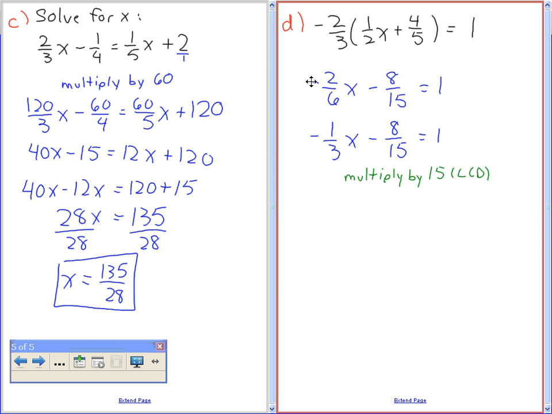Can I get another brave soul other than Chris? Yes. I don't know if this is possible, but what if you did -2 times 1/2x plus 4/5 in brackets, and then all over 3 equals 1? No, it should be equals 3. No, you can't do that. Oh, okay. Okay, so let's go through here.